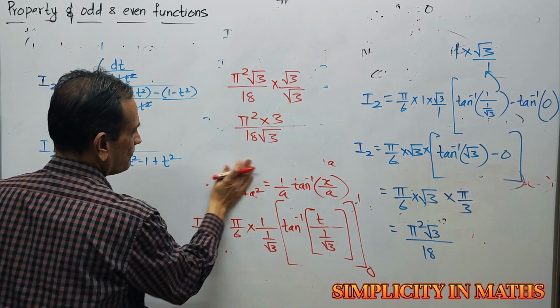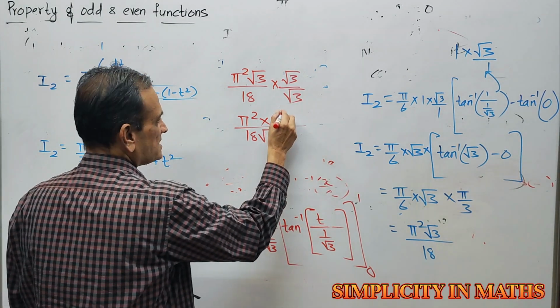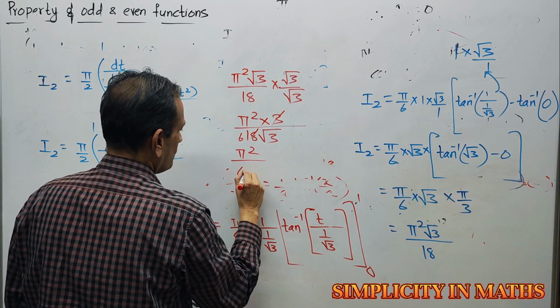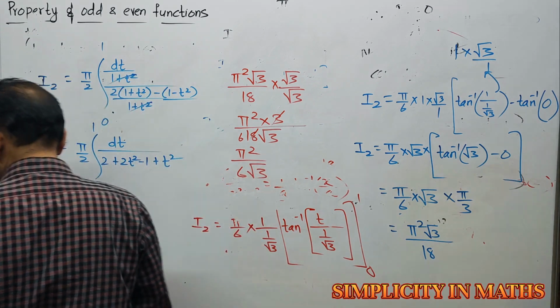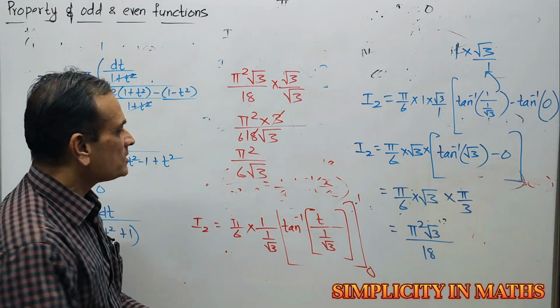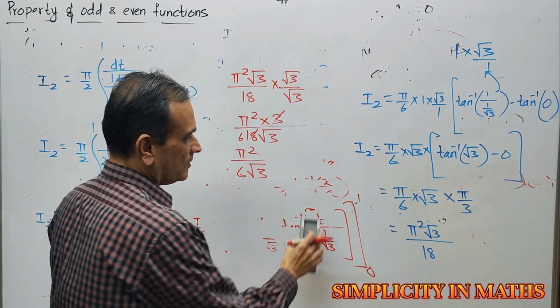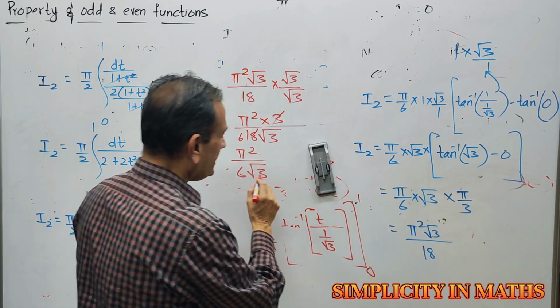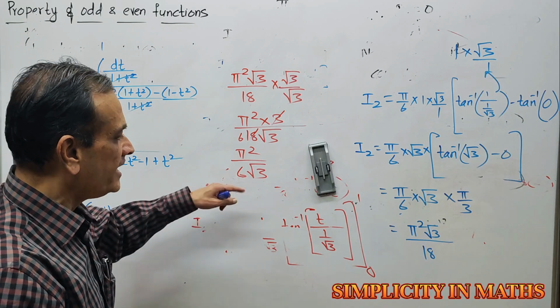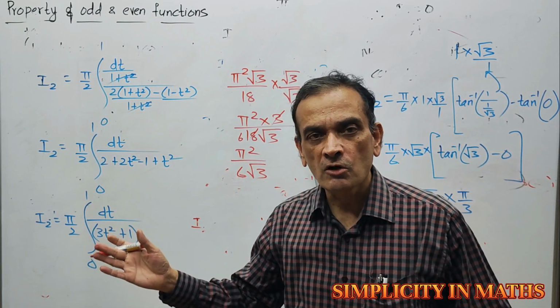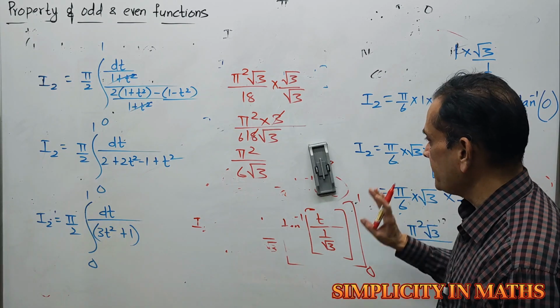18 root 3. So 3 sixes are 18. Pi squared upon 6 root 3 is the answer. Final answer. As I said, both the answers are correct. This is what comes after rationalizing. The answer of I1 is 0, because it was an odd function. The answer of I2 is this.